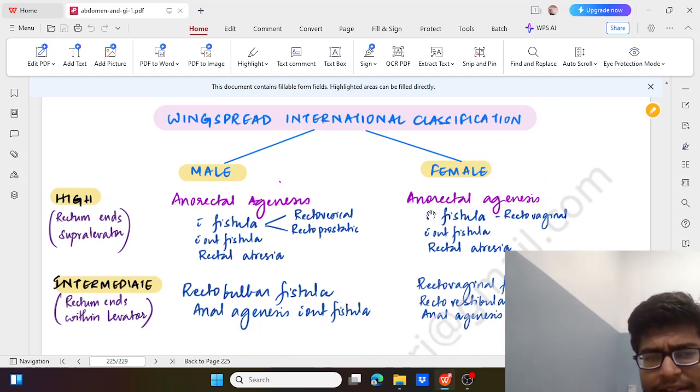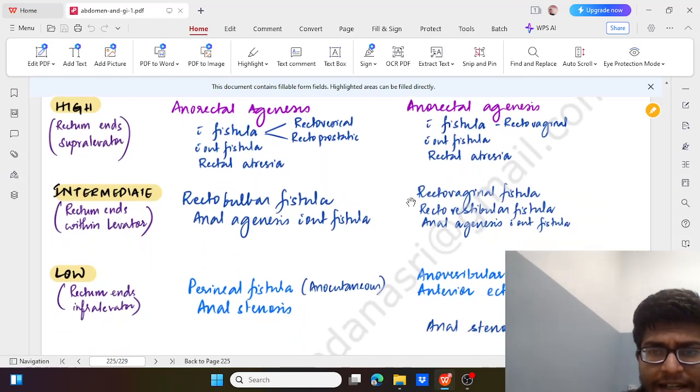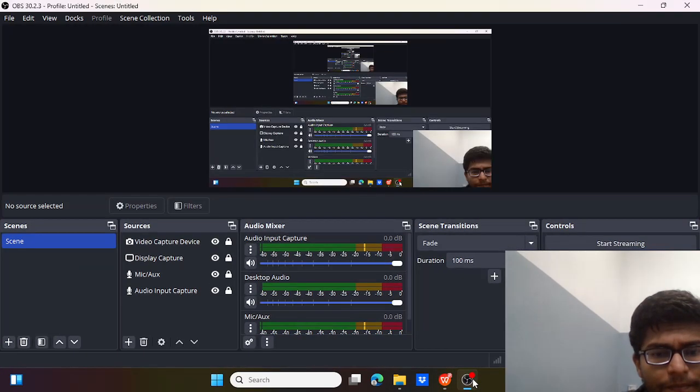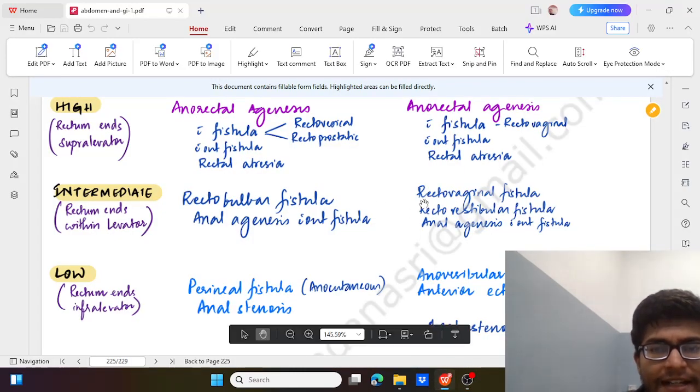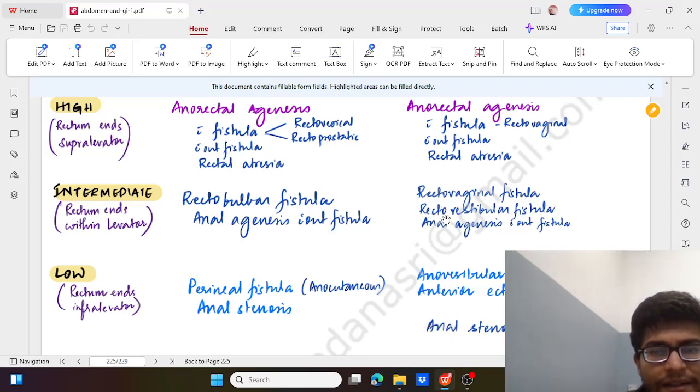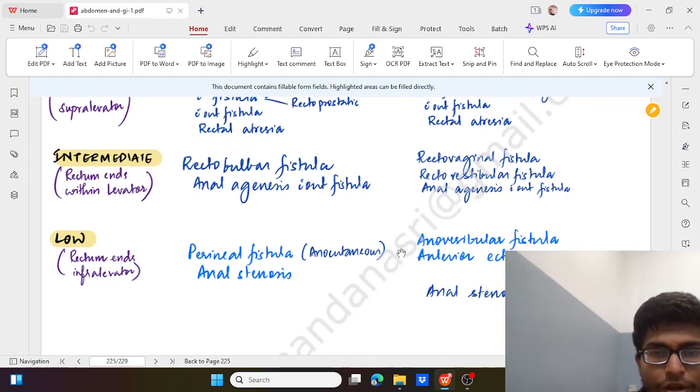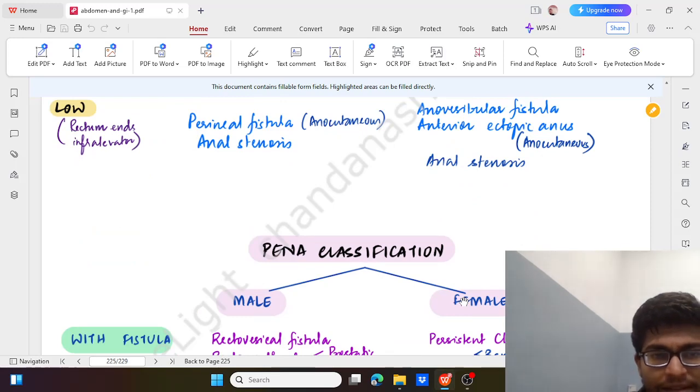In females, the high anorectal malformation will be anorectal agenesis with a rectovaginal fistula, or without fistula, or rectal atresia. In the intermediate one, there is rectovaginal fistula, or rectovestibular fistula, or anal agenesis without fistula. In low anomalies, there will be anovestibular fistula, anterior ectopic anus, that is anocutaneous, or anal stenosis. So this is the classification.